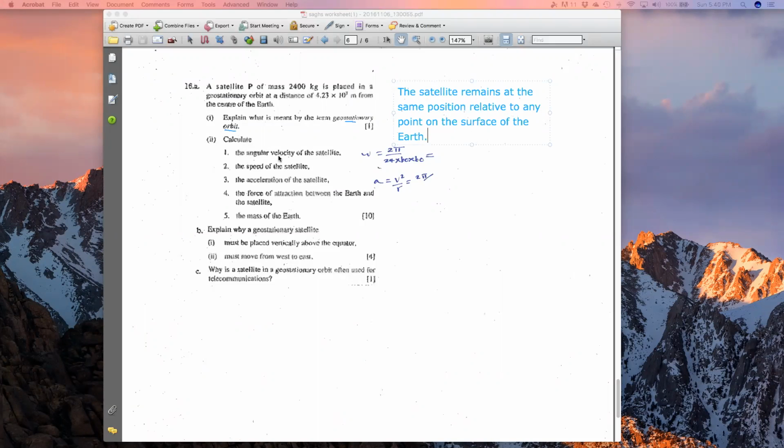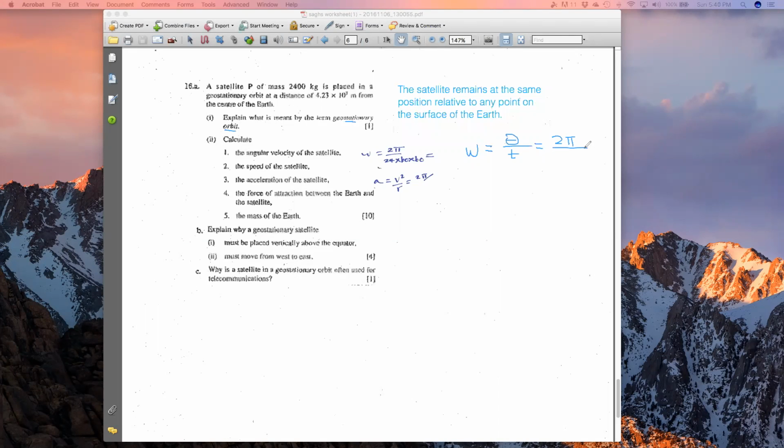Calculate the angular velocity of the satellite. Well, they did tell us that. What is angular velocity? Angular velocity is angle swept out per unit time. Angular velocity, omega, is equal to the angle swept out divided by the time it takes to sweep out that angle. Now, when a satellite orbits the Earth, it makes one complete orbit. It moves in a complete circle. So the angle in radians that it covers is going to be 2 pi. That's what a circle is. 2 pi is the same as 360 degrees.